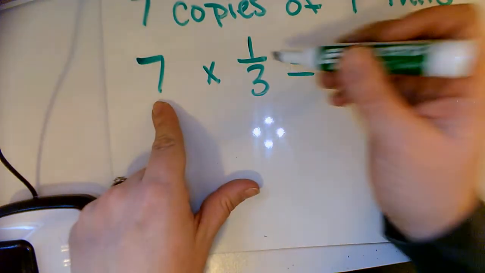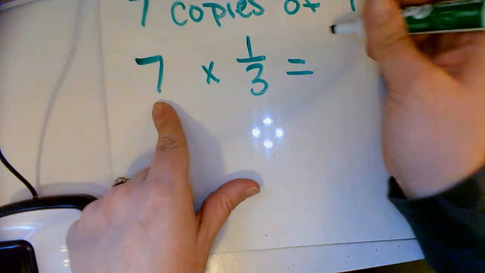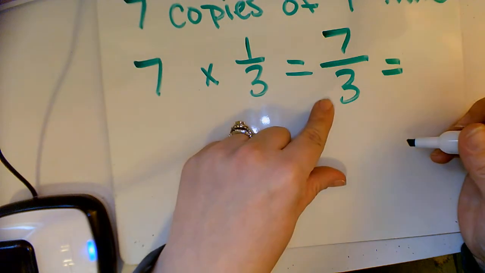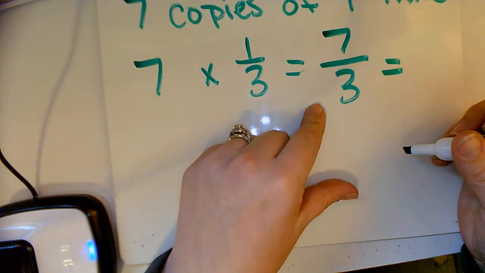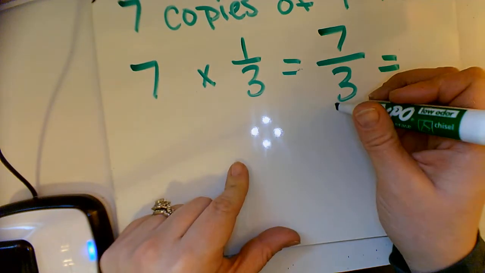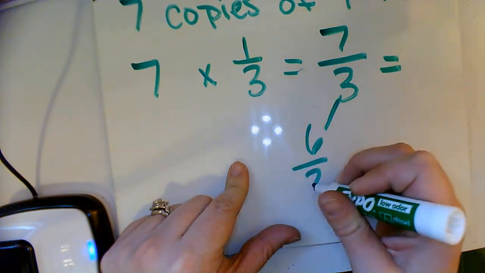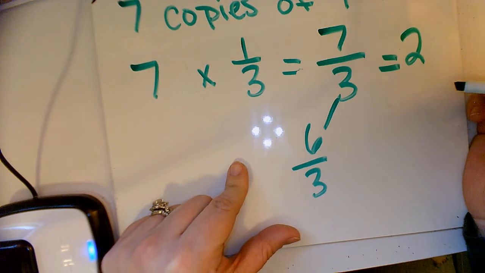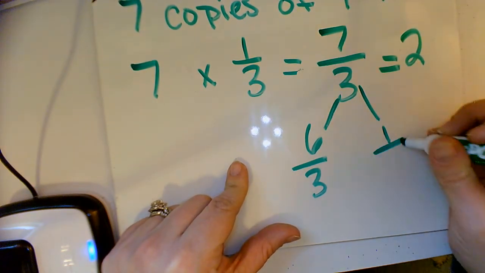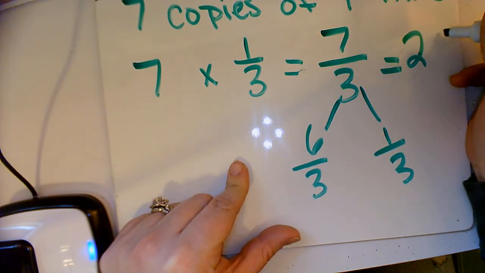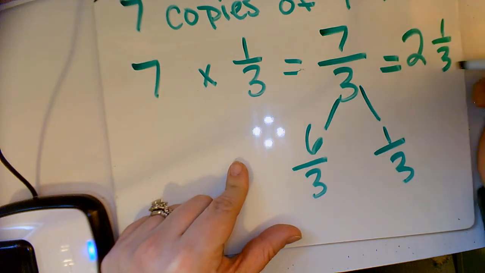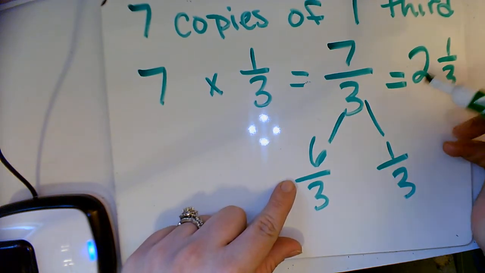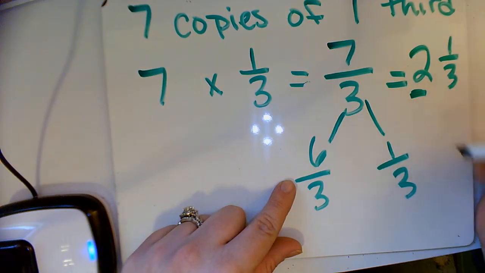Well, 7 times 1 gives me 7 thirds. How many groups of 3 can I make out of 7? 3, 6. So if I take that 6 thirds, which is equal to 2, that's going to leave me with 1/3. So our answer is 2 and 1/3. 6 thirds equals 2, plus that 1/3.